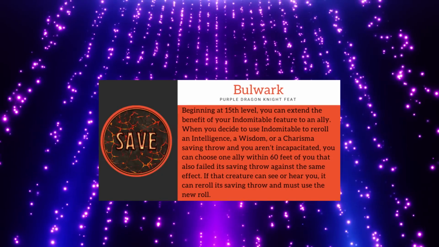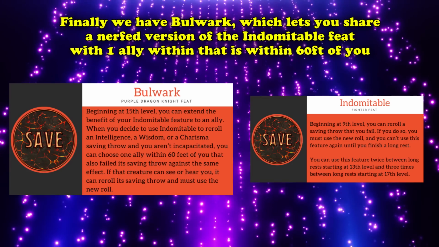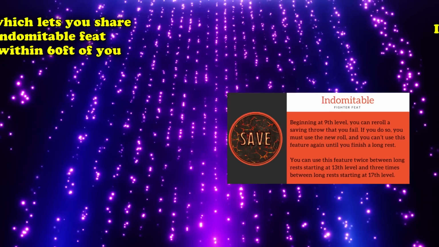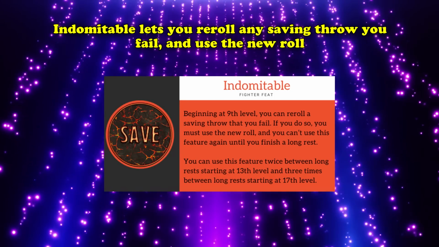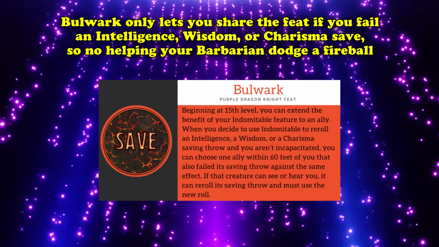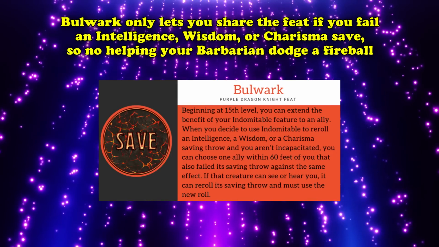And for the last feature, we have Bulwark at level 15, which lets you share your Indomitable feature to an ally within 60 feet of you whenever you use it yourself. Normally, Indomitable allows you to reroll any saving throw that you fail and then use the new roll. However, Bulwark only allows you to share your Indomitable feature whenever you failed Intelligence, Wisdom, or Charisma saving throws specifically.